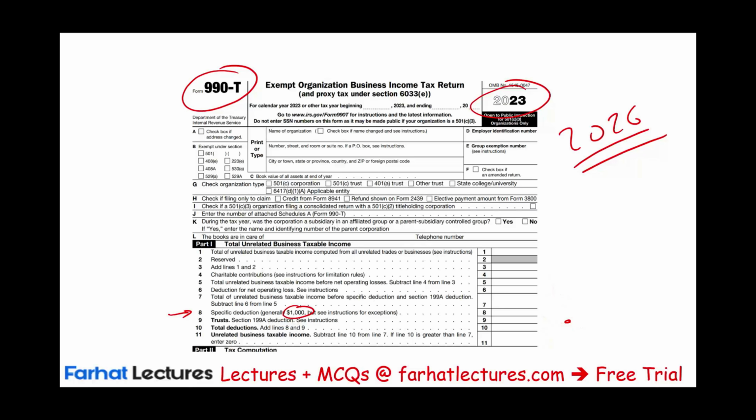Otherwise, you have to report your unrelated business taxable income, this line reserved for whatever. Then you have deductions for net operating loss if you have any, total unrelated business income, specific deductions, and so forth. Okay, so this is the form.